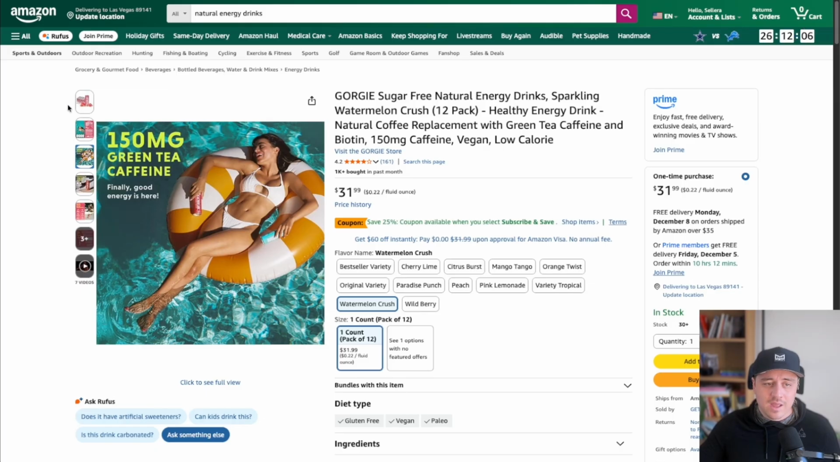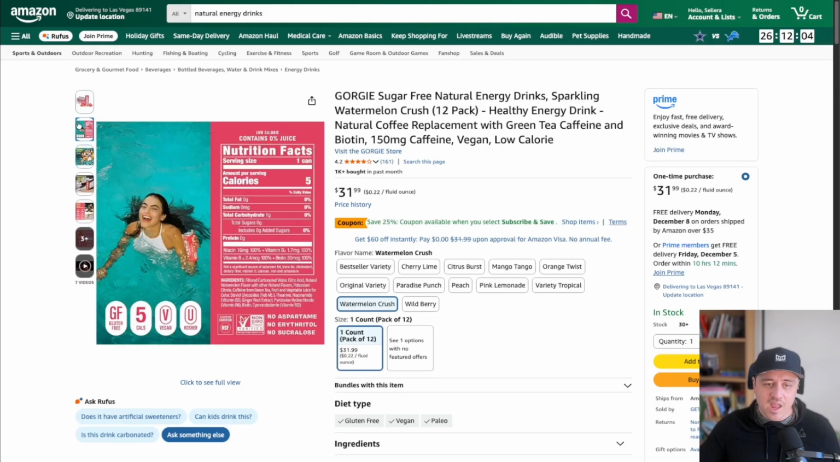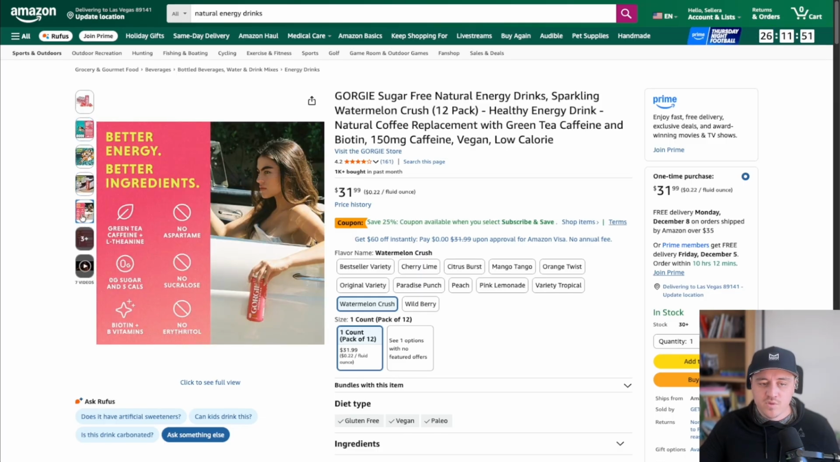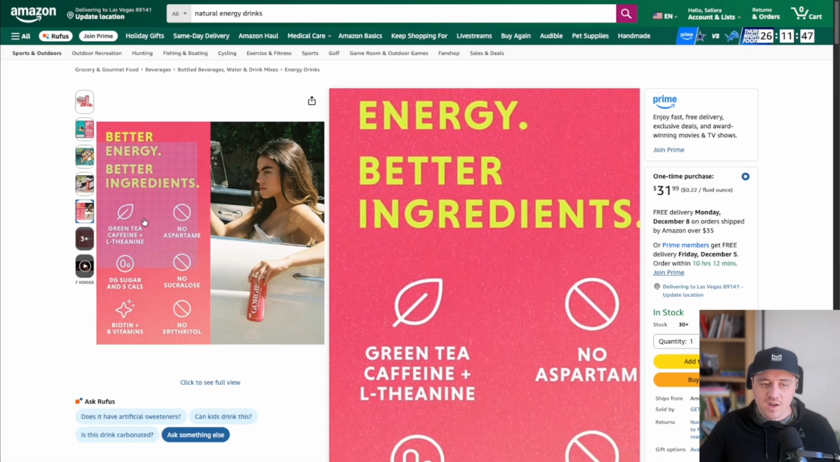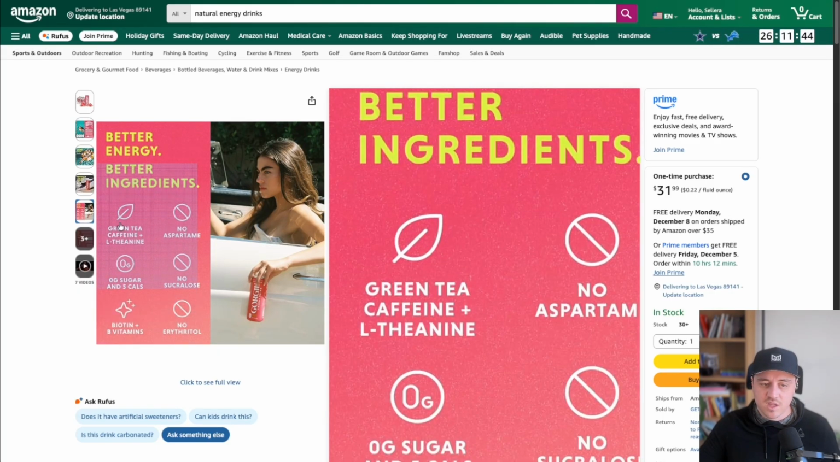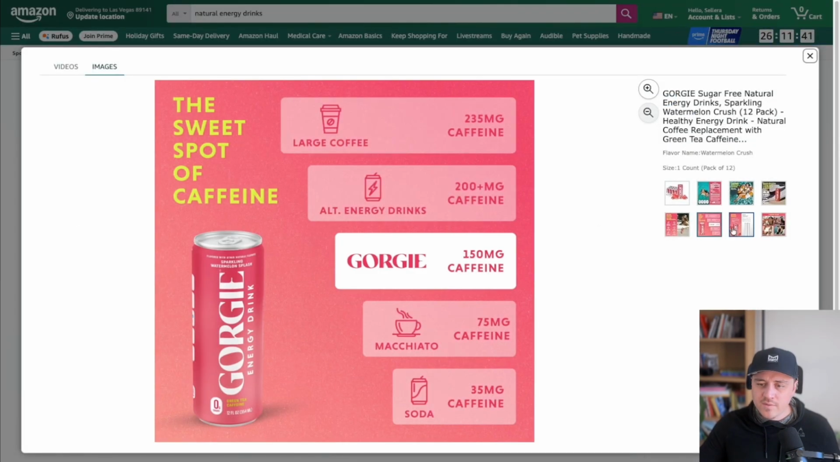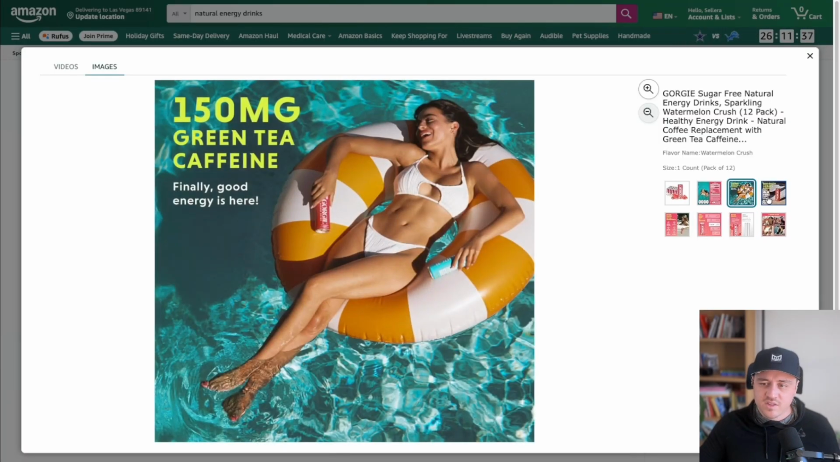And so some criticism here right out of the gate, aside from their main image, this second image is not really doing anything to sell the product or sell the brand. And so I would probably move this image to the back of the carousel and probably move something up like this to the front. It speaks to better energy, better ingredients, and then highlights and calls out some of the key features here.